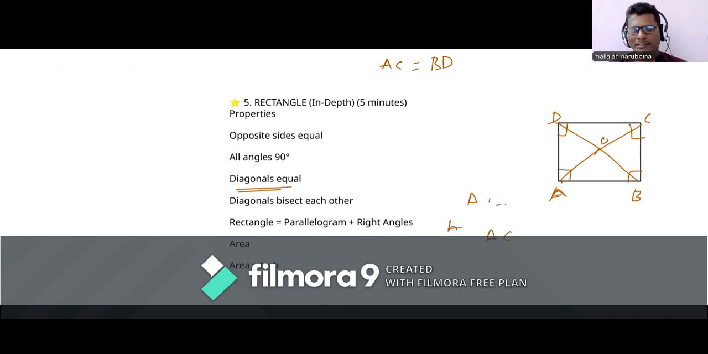Diagonals bisect each other, meaning the length of AO is equal to OC. Similarly, the length of OD is equal to the length of OB. That is the meaning of diagonals bisect each other. Then the area of a rectangle is length into breadth. By multiplying length with breadth, we get the area of the rectangle.